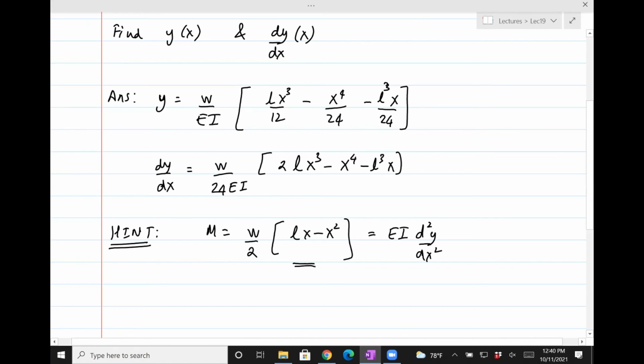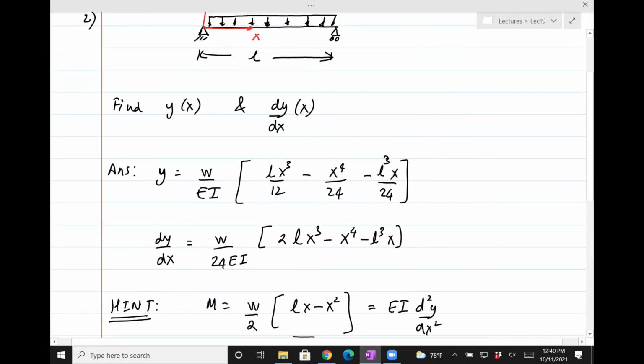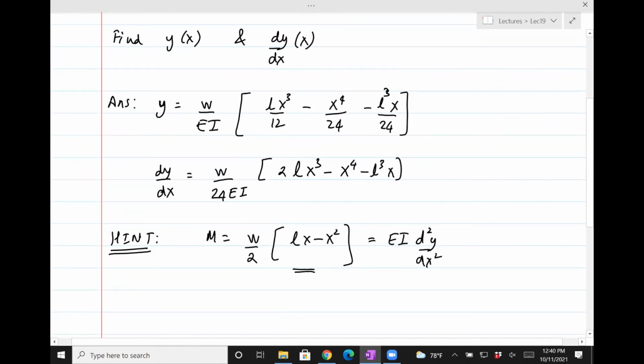Okay, there's one more problem I would like to do, which is a different kind of way you need to solve this. I'll do that, and we'll stop there. Okay, so this is problem 2. Try it at home.